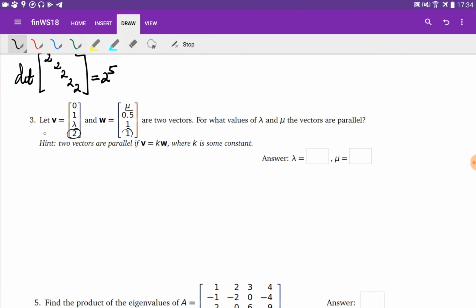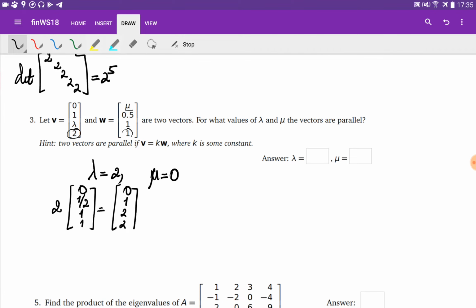In order to make these 2 vectors parallel, I need to choose lambda to be equal to 2. And I see that here I've got 0. It means that mu should also be 0. So we've got omega, which is going to be 0, 1 over 2, 1 and 1. If we multiply this by 2, it is going to be 0, 1, 2, and 2, which is going to be exactly the v vector. So it means lambda is equal to 2, mu is equal to 0.